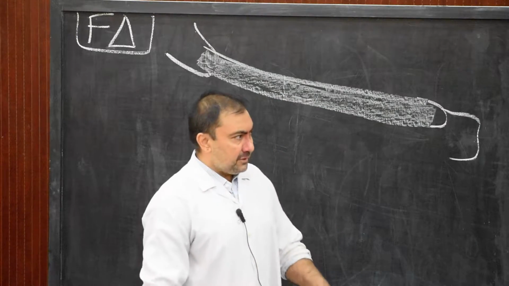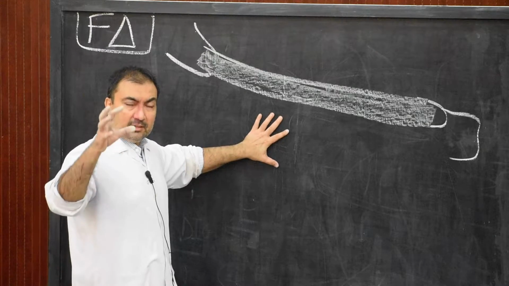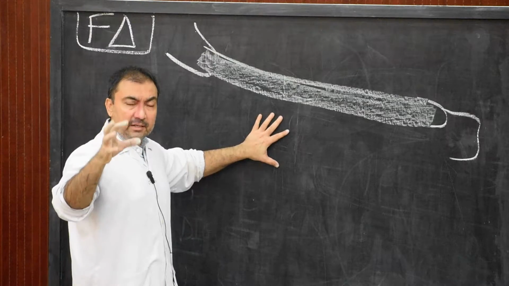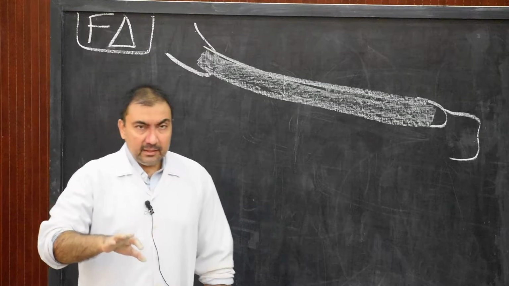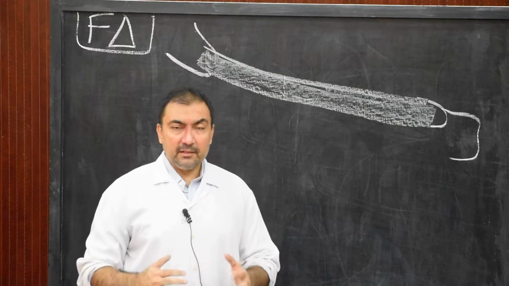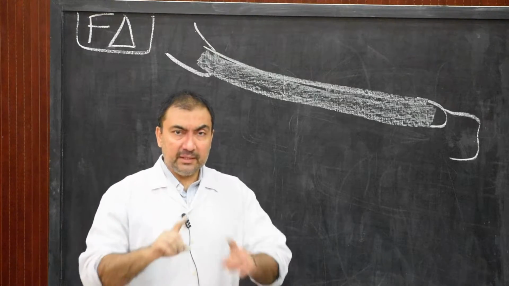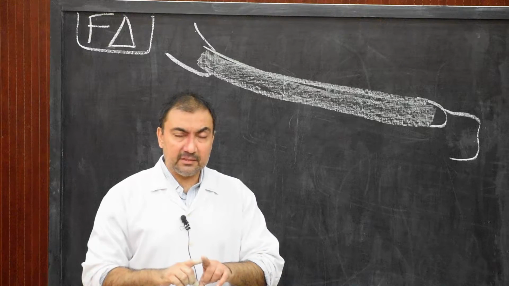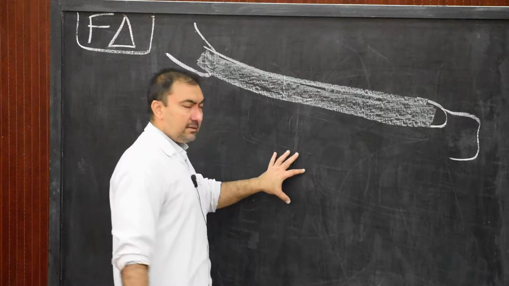Definition. What is the definition of femoral triangle? It is a triangular intermuscular space which is present in the front of the thigh, in the upper 1/3 of the front of the thigh. So triangular intermuscular space which is present in the upper 1/3 of the front of the thigh will be known as femoral triangle.